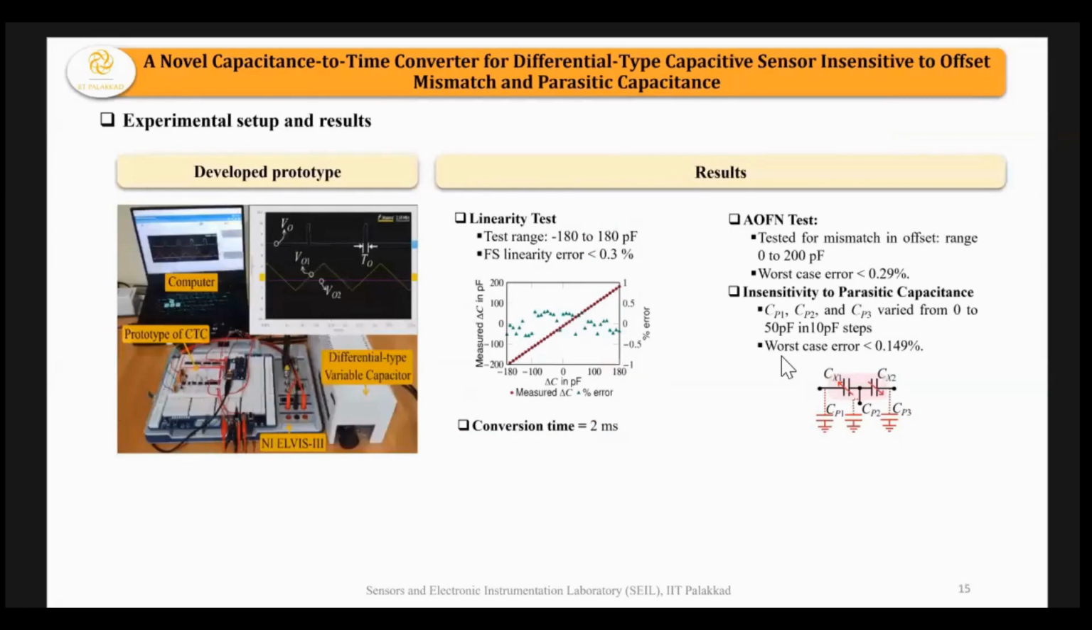The prototype was developed in the institute. It was done on a breadboard and tested for a range of minus 180 to 180 picofarad. We got a full-scale linearity error of less than 0.3%.